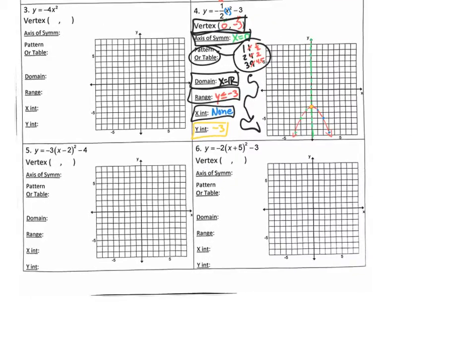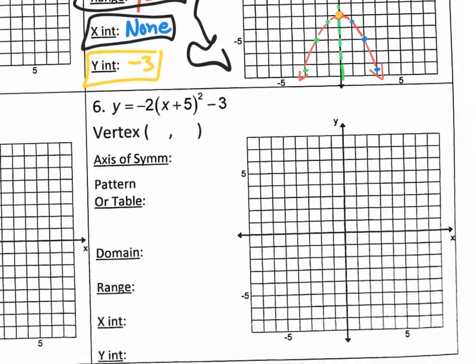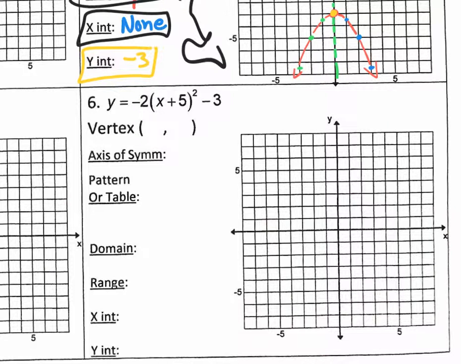Let's do number 6. What's the vertex? -5, -3. What's the axis of symmetry? X equals -5, right? The x value of your vertex. Let's graph -5, -3. Put a dot right there. Let's draw that axis of symmetry at -5.